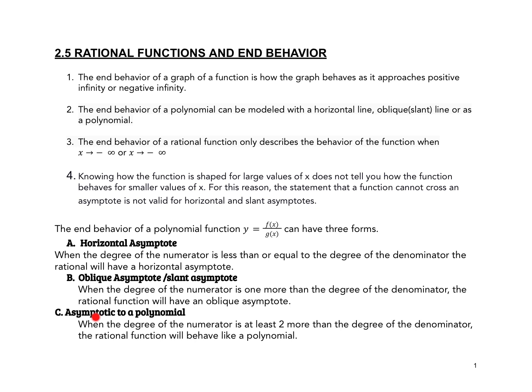Next one, it says asymptotic to a polynomial. It's going to behave like a polynomial. So when the degree of the numerator is at least 2 more than the degree of the denominator, the rational function will behave like a polynomial. Okay, so same end behavior as a polynomial. That's what we mean by that.